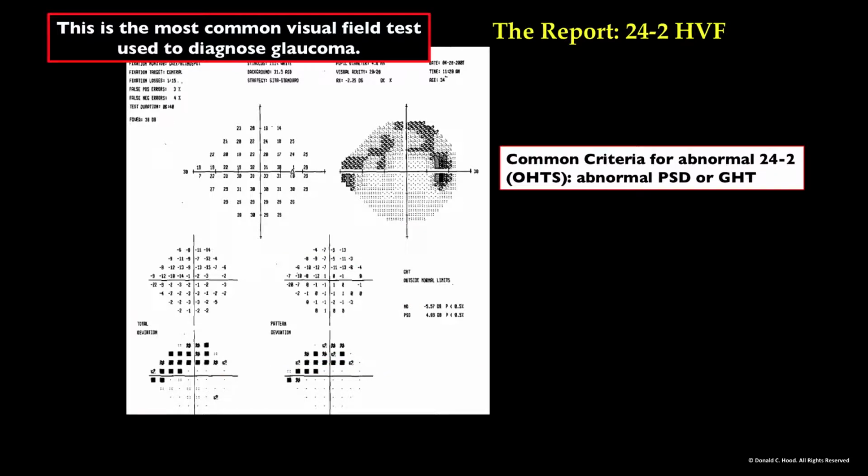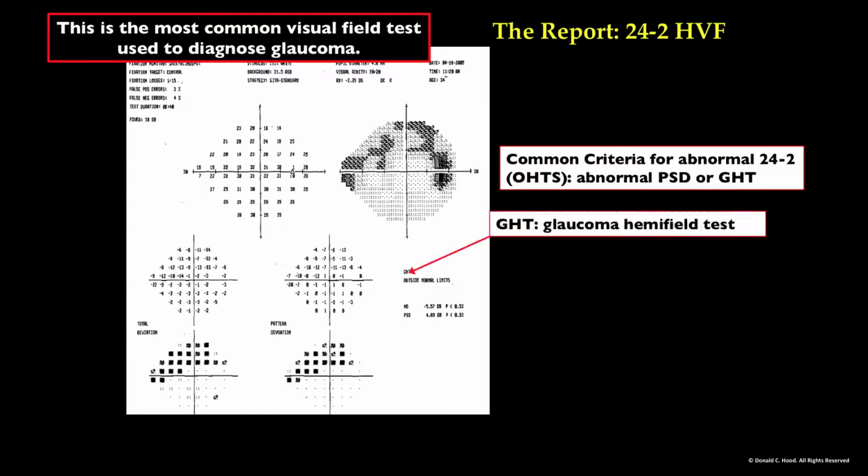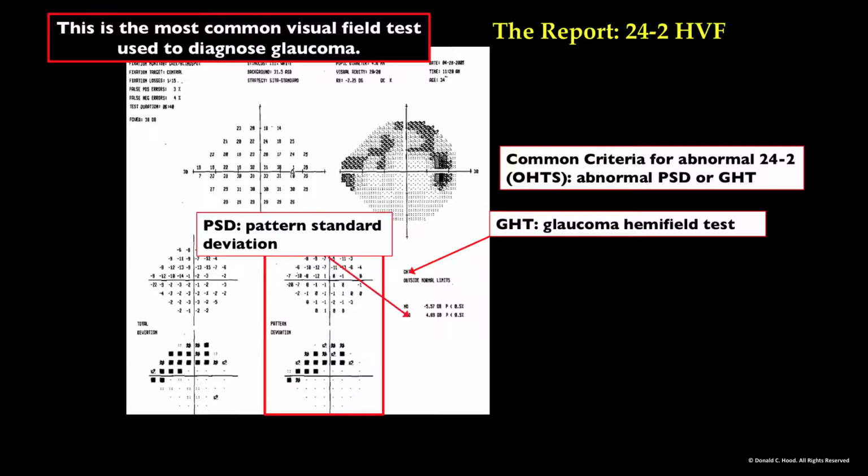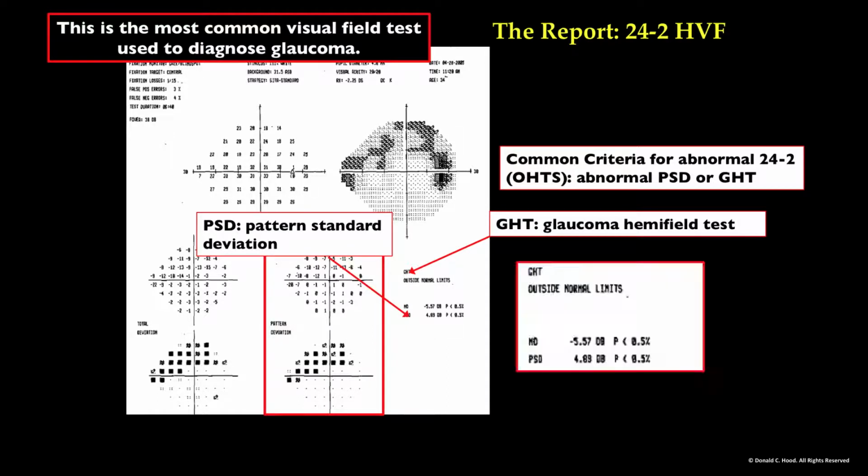Now, a common set of criteria used for defining abnormality, and this is criteria that was used in the Oates trial, it is said to be abnormal if either the pattern standard deviation or the glaucoma hemifield test is abnormal. So this is glaucoma hemifield test, and then this is the pattern standard deviation. And you can see in this case, pattern standard deviation was significant at the 0.5% level, and the glaucoma hemifield test was outside normal limits.